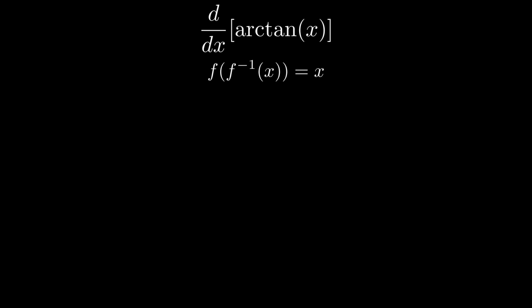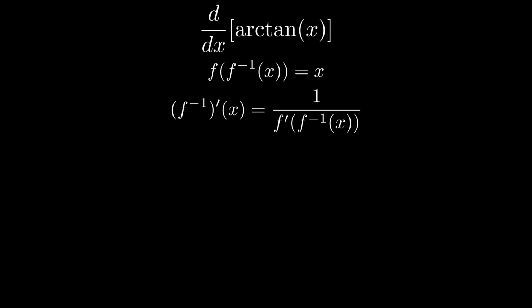Taking the derivative of both sides and applying the chain rule on the left side by first taking the derivative of the outside function f of x with respect to the inside function f inverse of x, and then multiplying this by the derivative of the inside function f inverse of x just with respect to x, we get the following equation. This can then be rearranged into the following form by dividing both sides by the first term in the product that came from using the chain rule.